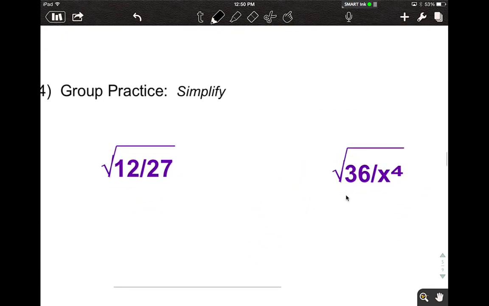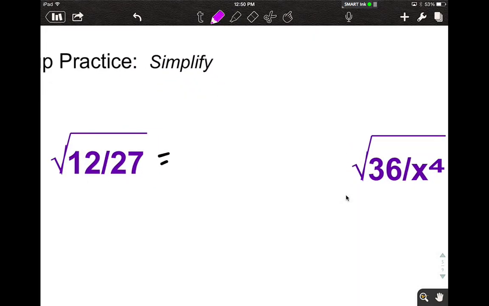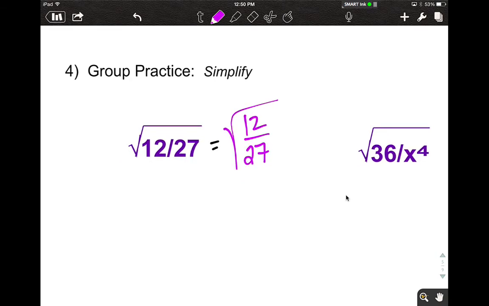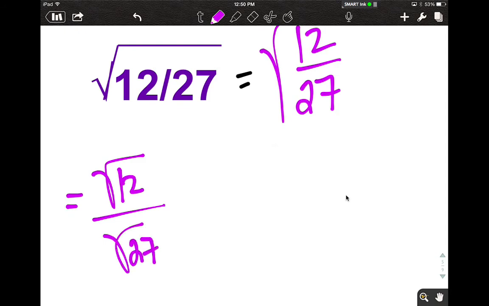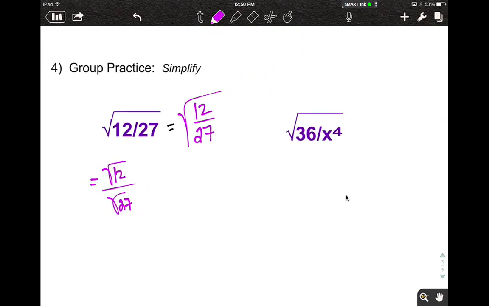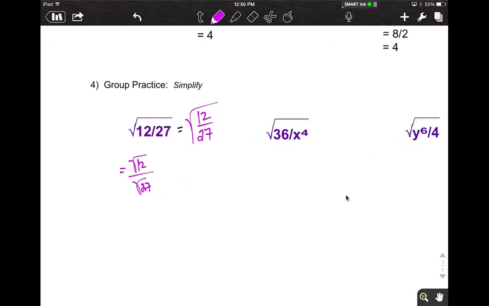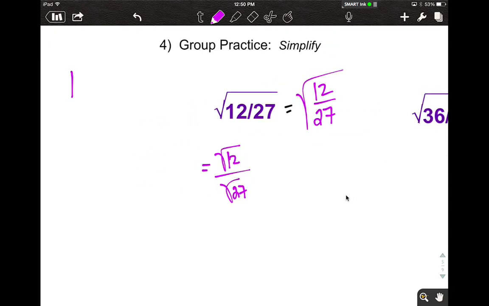Okay, let's try. This might be a little bit neater if I write it more like this. Instead of writing the square root of 12 over 27, wouldn't that be the same thing as the square root of 12 over the square root of 27? And now I can look for my perfect squares. Again, it might be nice, ladies and gentlemen, to have 1, 4, 9, 16, 25, 36, some of those perfect squares written down somewhere on the side of your paper.